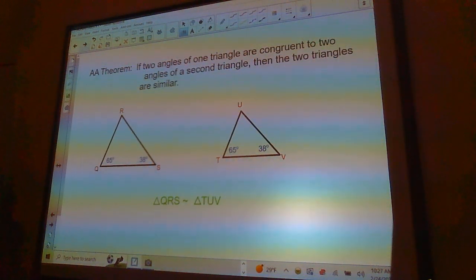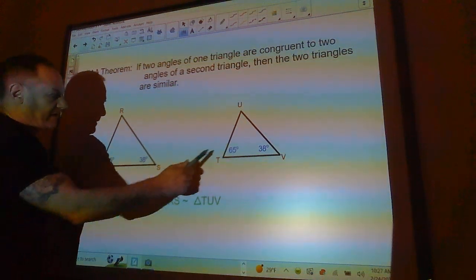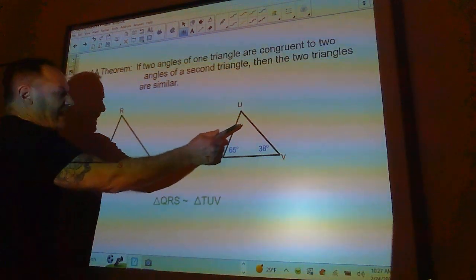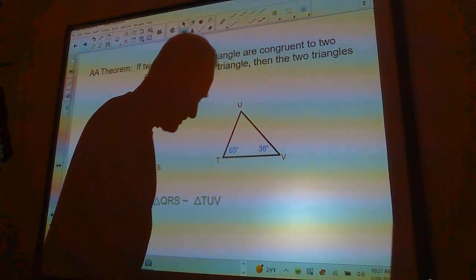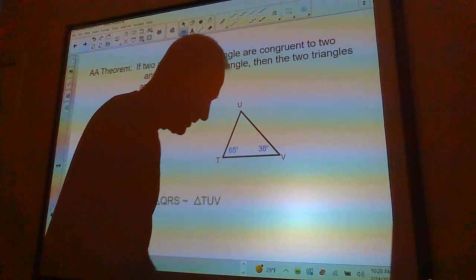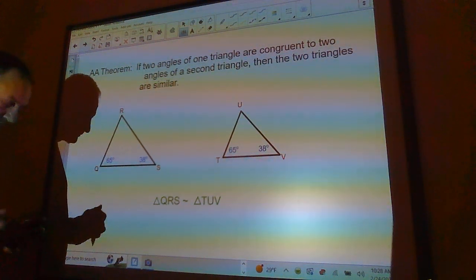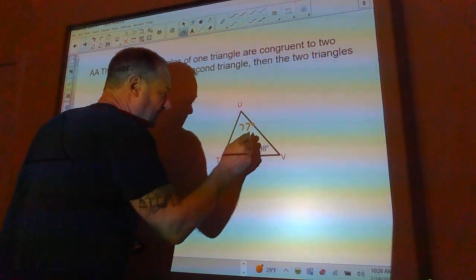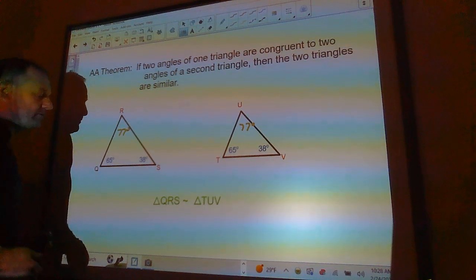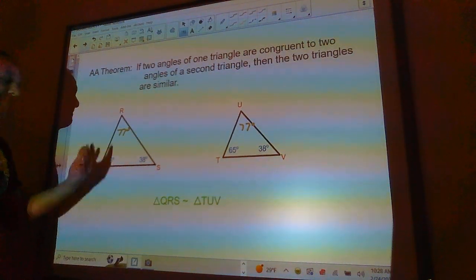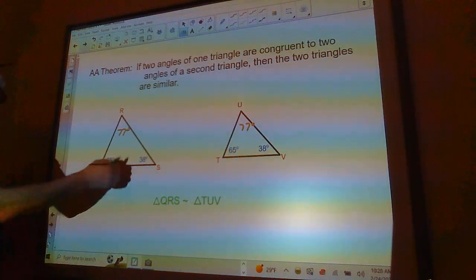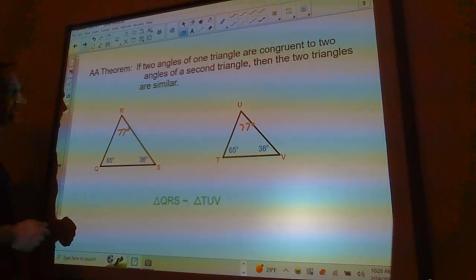AA theorem stands for angle-angle. If two angles of one triangle are congruent to two angles of a second triangle, then the two triangles must be similar. Okay, the reason for that is because if these two angles are equal to those two angles, guess what? These two angles have to be the same. Every triangle is 180 degrees. So if I take away 65 and I take away 38, that leaves 77 for this one and 77 for this one. So if I have two angles equal, I automatically have three angles equal. And if all the angles are equal, then the two triangles must be similar.